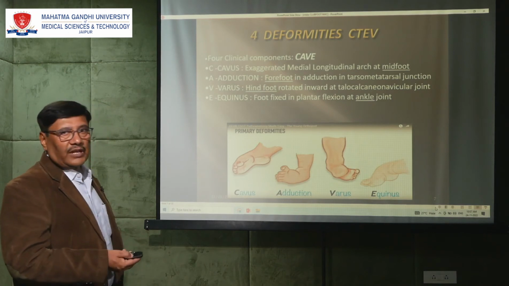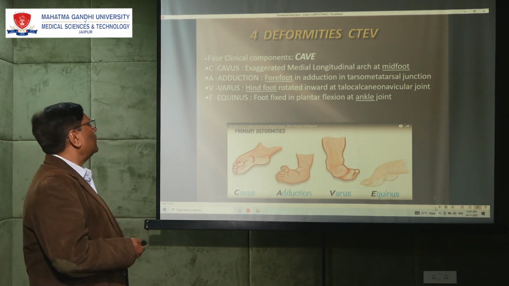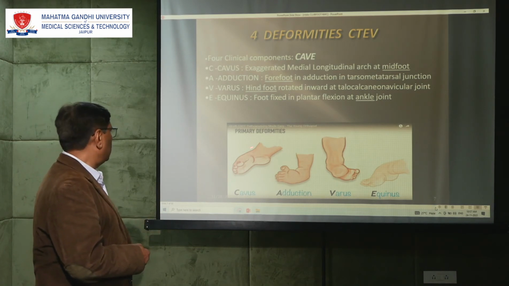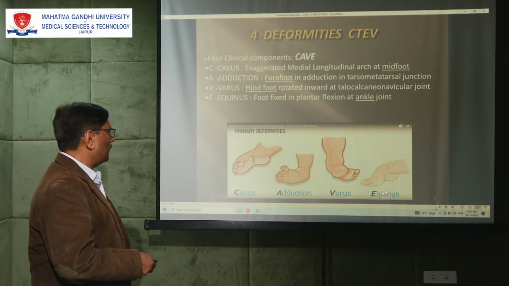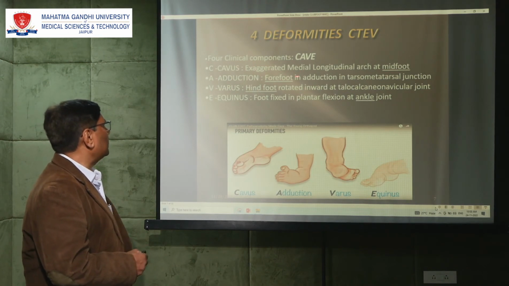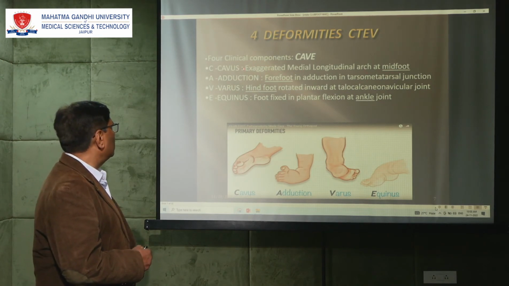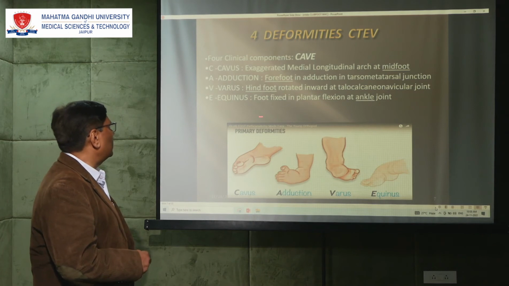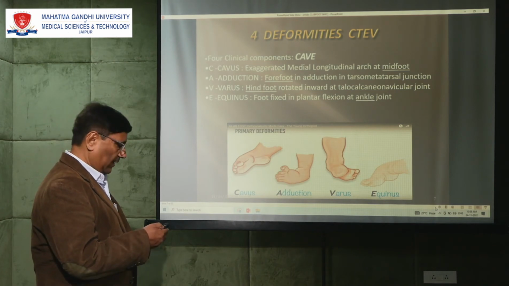Now, as I told you, there are 4 deformities. These 4 deformities mainly are the cavus, adduction, varus, and equinus, and we can remember them by this word CAVE, cave. So cavus is exaggerated medial longitudinal arch, adduction is forefoot adduction, varus is hindfoot varus, and equinus is a fixed plantar flexion at the ankle joint.